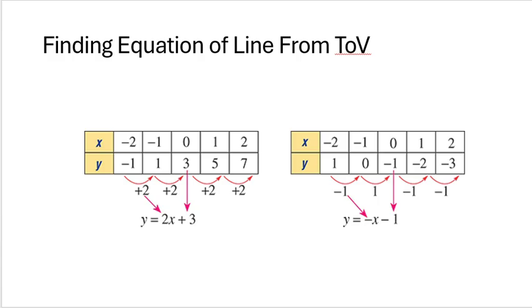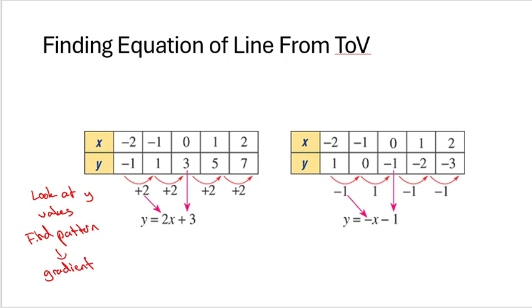Now, let's actually do what we want to do: finding the equation of a line using the table of values. Typically you'll be given a table, or maybe you're asked to create one. What you're supposed to do is look at the y values and find the pattern. As you can see in my first example, my y values are increasing by 2 every single time. This translates to the gradient.